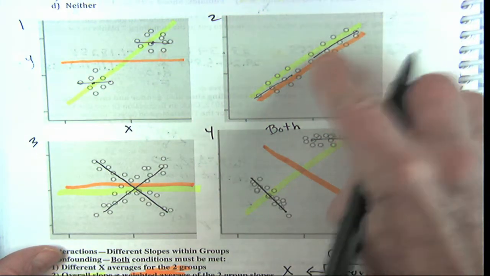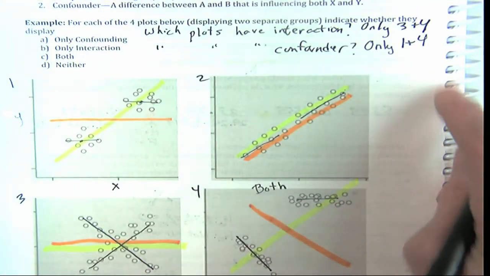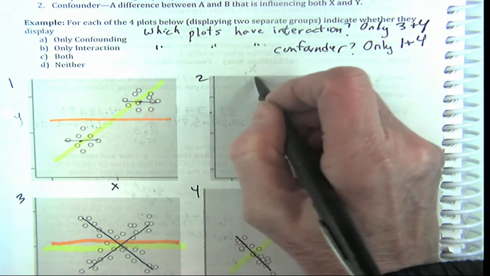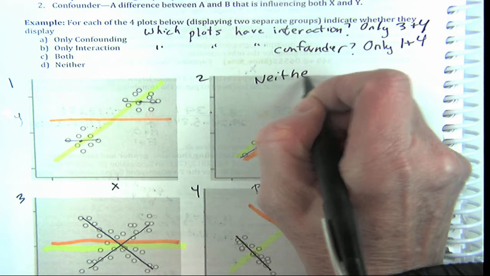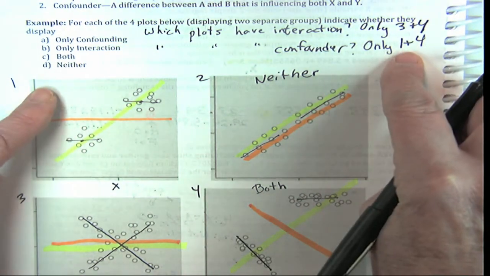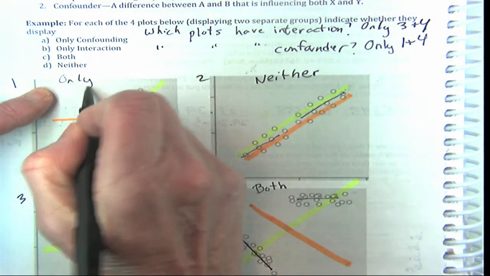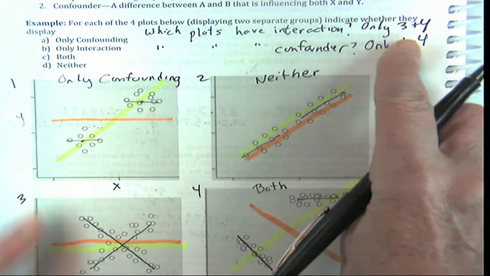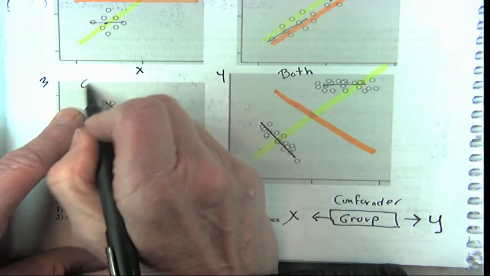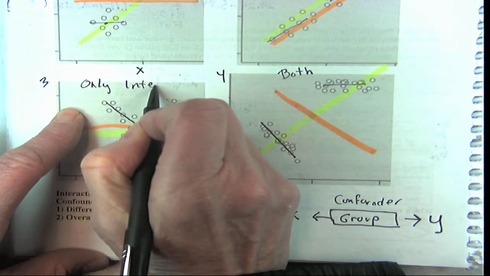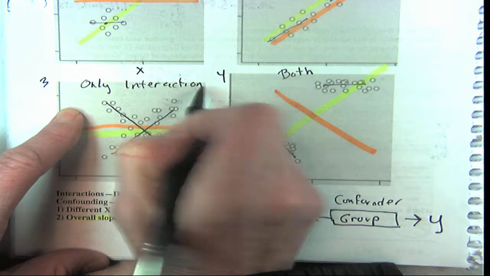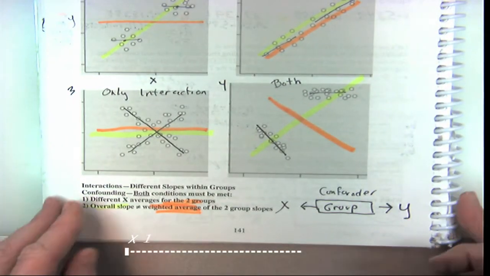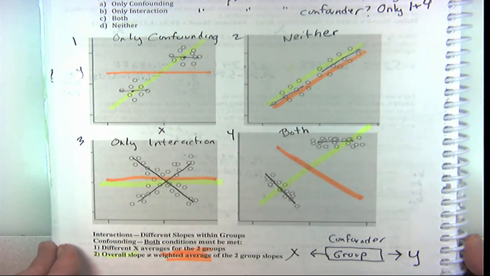So this is both. 2 doesn't have an interaction or a confounder, so this is neither. And 1 is only confounding. And 3, right here, is only an interaction. That's kind of a, here, let me go wide on this. Sorry. I'm trying to fit everything in here.